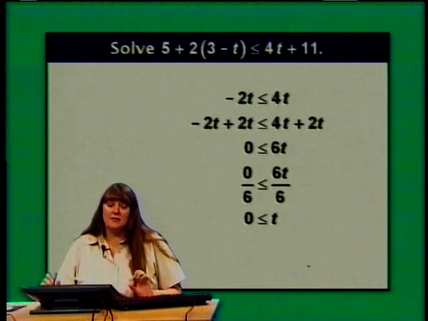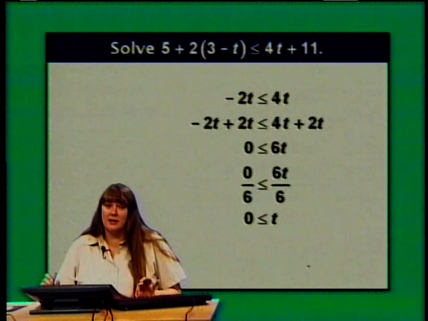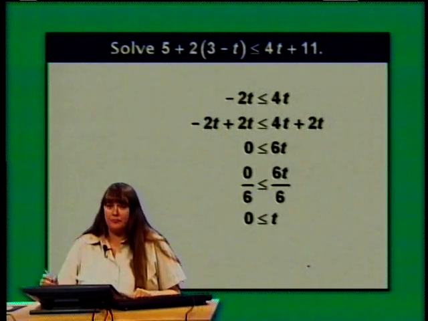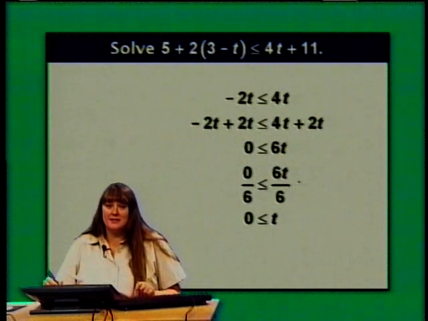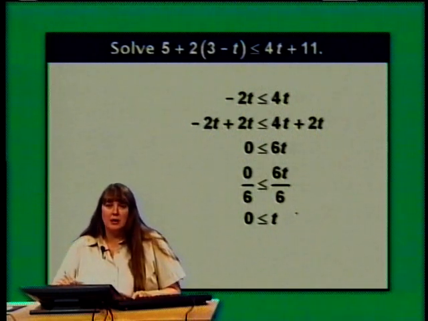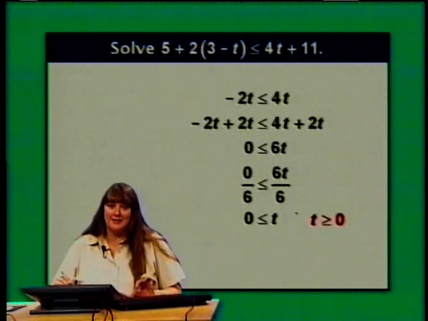Now, if I had solved this same inequality by isolating the variable terms on the right-hand side, I would have ended up with positive 6t on the right-hand side, a coefficient of t that's positive. And dividing both sides of an inequality by a positive number retains the sense of the inequality. What I would have ended up with is 0 is less than or equal to t. But this is equivalent to what I did end up with, which is t is greater than or equal to 0.